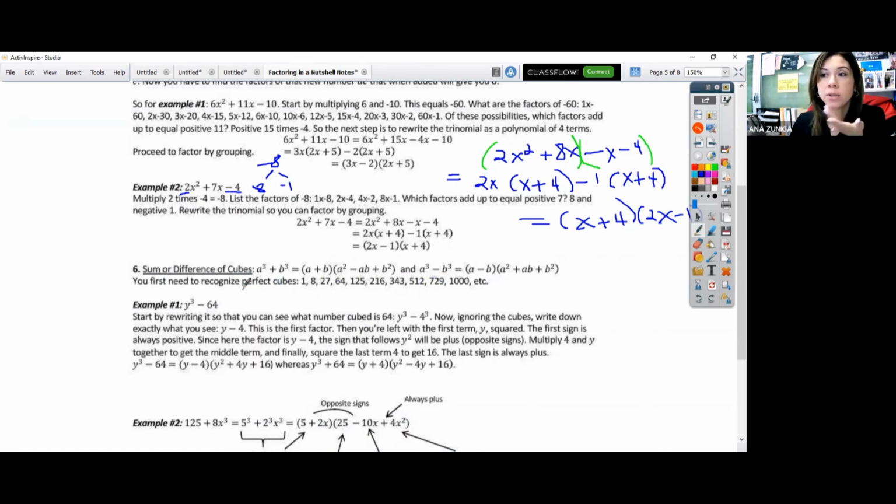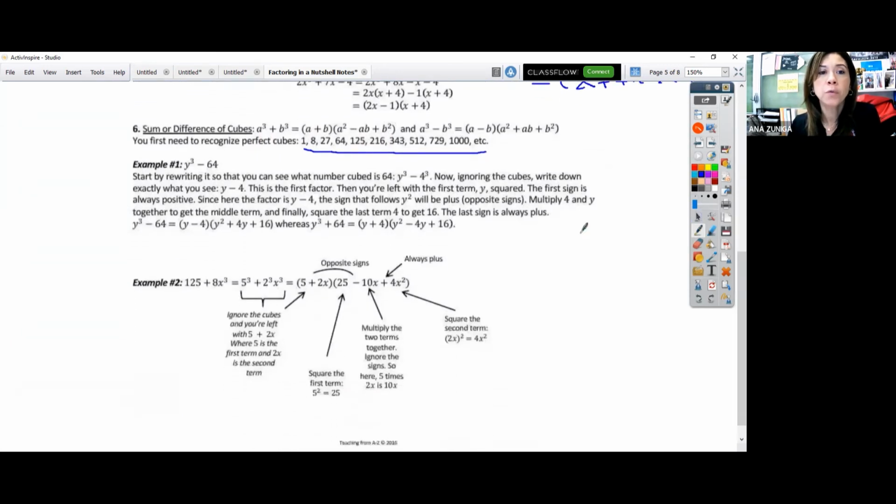Because it's sum or difference of cubes, the first thing is you have to recognize the perfect cubes. Okay, so this is 1 to the 3rd power, 2 to the 3rd power, 3 to the 3rd power, 4 to the 3rd power. 5 cubed is 125. 6 cubed is 216. Because if you don't recognize it, you'll never know that you have a sum or difference of 2 cubes. So we're going to do example 1. Y cubed minus 64. The first thing you're going to do is rewrite y cubed minus 64 as y cubed minus 4 cubed. That is so you see it and you're like, oh yeah, that's the difference of 2 cubes for sure.